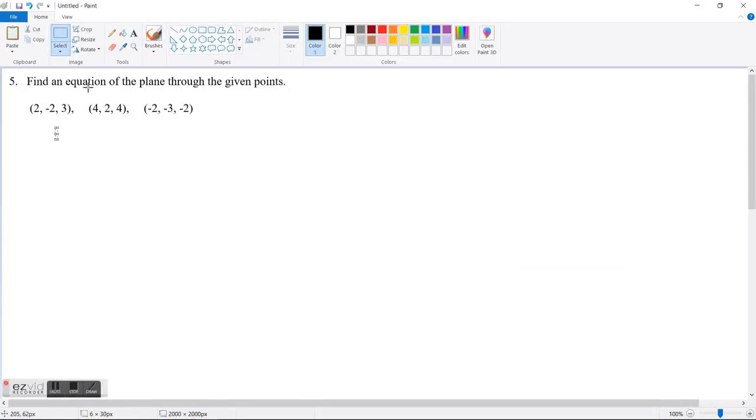We're going to find an equation of a plane through the 3 points that are listed here. We will find two vectors in the plane by subtracting one point from another. Just pick any pair of the 3 points. I picked the two underlined here and subtract the second one from the first. That will give me a vector in the plane.